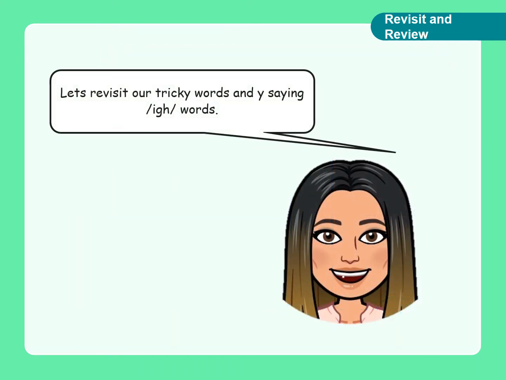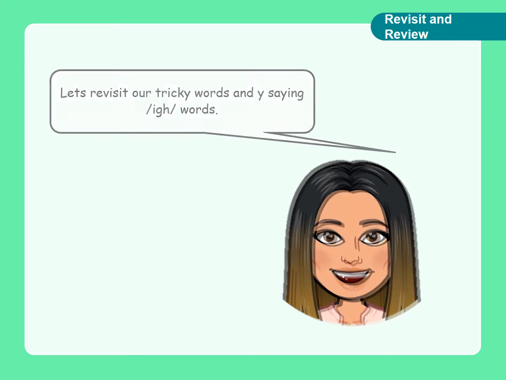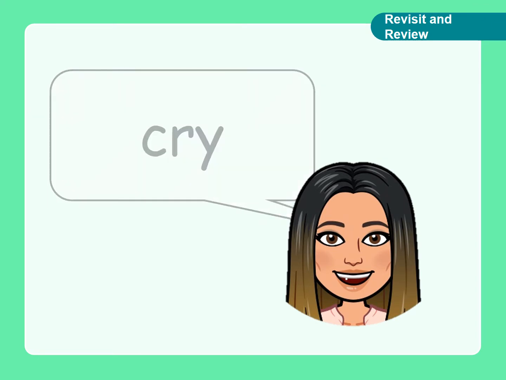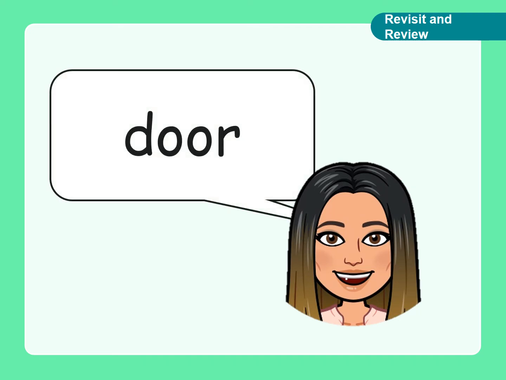So we're going to quickly revisit our tricky words from last week and our grapheme Y, saying the speech sound I. Here we go. So remember, the tricky part to this word is the or sound. I really want to hear that final sound, or. You have a go.